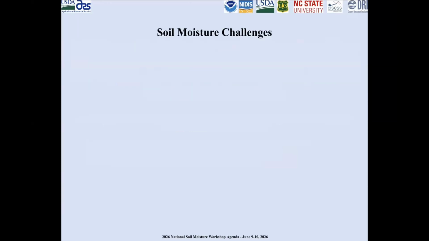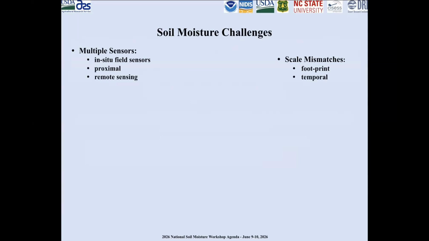So as I said, there are multiple challenges when it comes to the soil moisture. You all are familiar with it. I'm not going to mention them. You can just see them, but this is pretty much preaching to the choir.